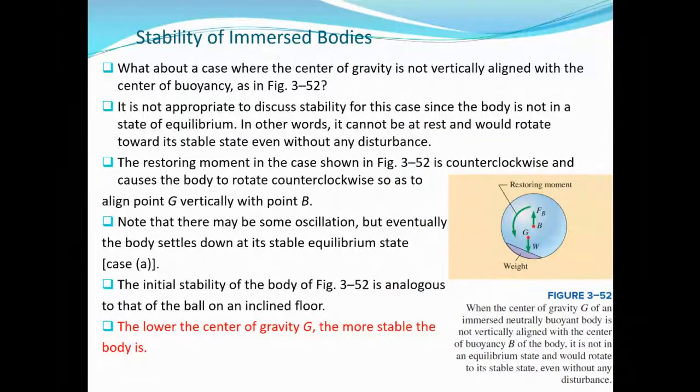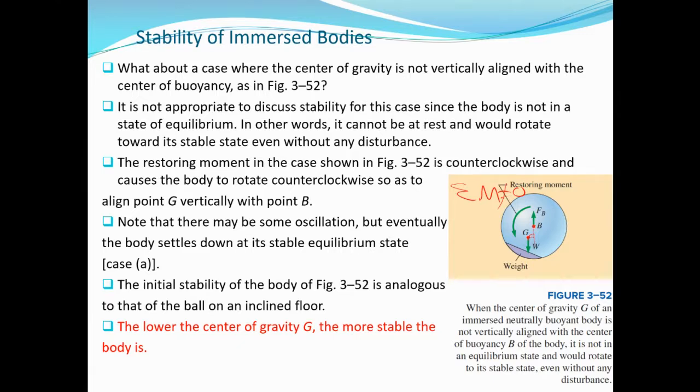Now, what about a case where the center of gravity is not vertically aligned with the center of buoyancy, like in this case, okay? The center of gravity is not aligned with the center of buoyancy. In this case, it is not appropriate to discuss stability, since the body is not in a state of equilibrium, because the sum of moment is not equal to 0. If you take moment about B, the weight will have moment about B, because the weight is separated by a perpendicular distance, okay? Of course, again, the buoyant force will have moment about G, because it has a perpendicular distance with respect to point G, okay? So the total moment in the system is not equal to 0 in this case.